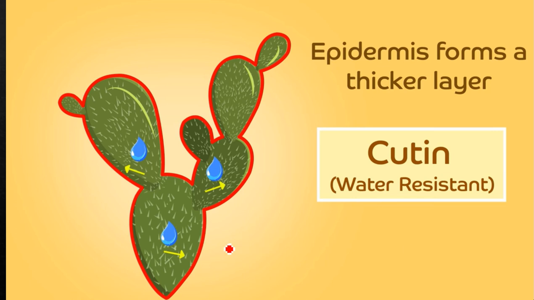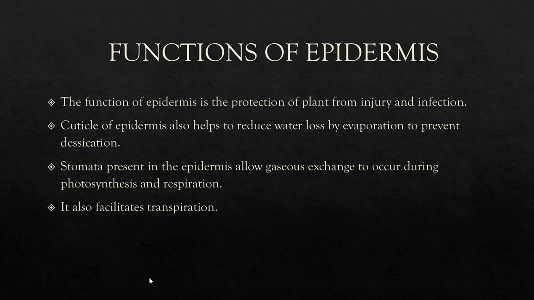Epidermis forms a thicker layer, and that thickened layer is made of cutin, a water resistant substance. The function of epidermis is the protection of the plant from injury and infection. The cuticle is another protective layer over the epidermis. It helps to reduce water loss by evaporation, and in turn it protects the plant from desiccation, from dryness.